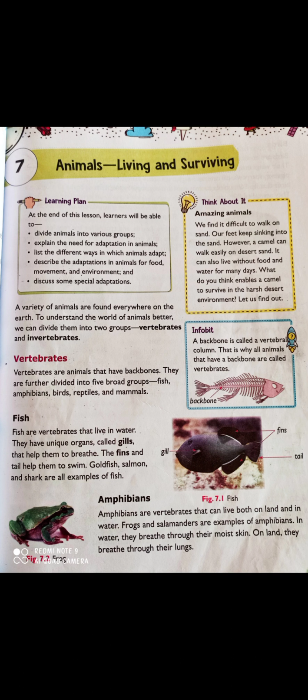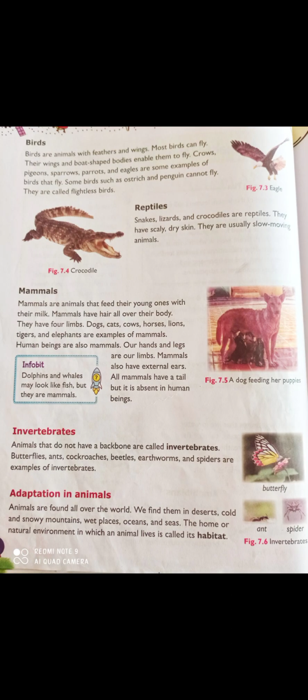Next, birds. Birds are animals with feathers and wings. Most birds can fly, and their wings and boat-shaped bodies enable them to fly. Crows, pigeons, sparrows, parrots, and eagles are all examples of birds that can fly. But some birds that cannot fly are the ostrich and penguin. They are called flightless birds.